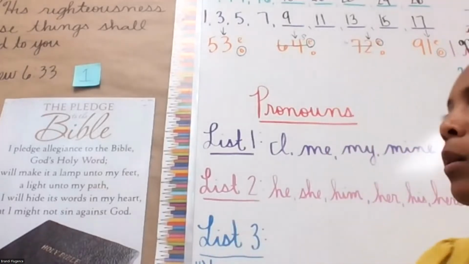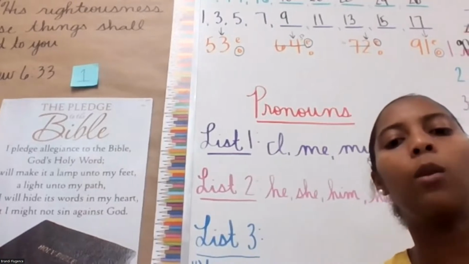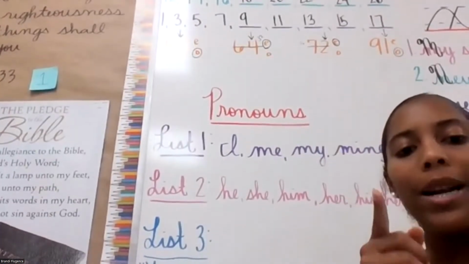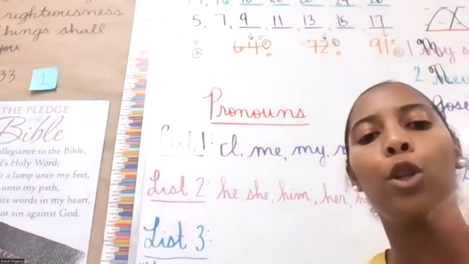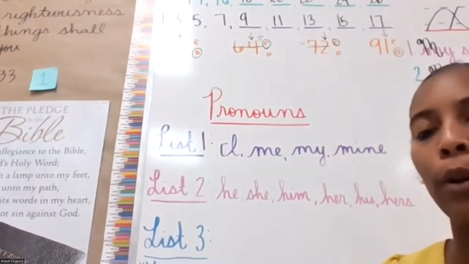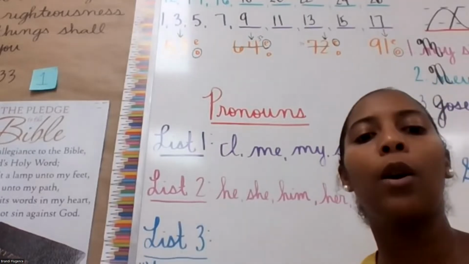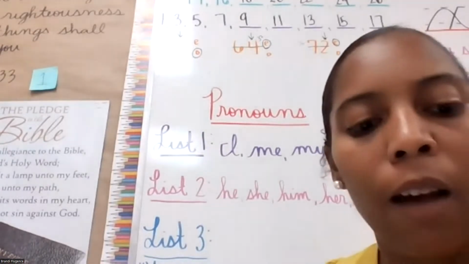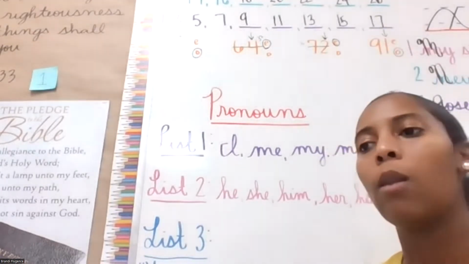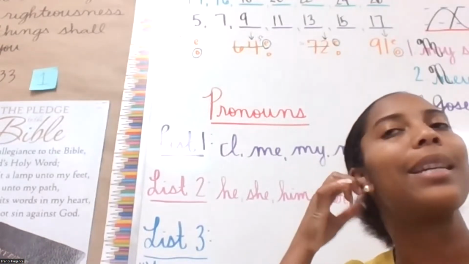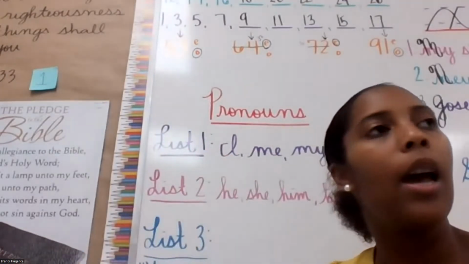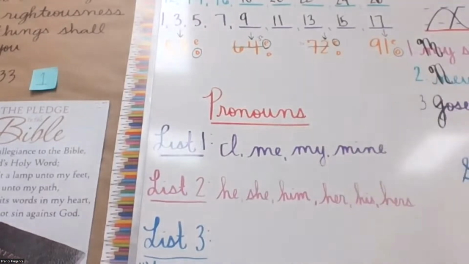Okay, so we covered list 1 pronouns already. List 1 pronouns take the place of your name. So when you take out your name, you replace it with certain pronouns like I, me, my, or mine. List 2 pronouns will replace the names of people. Whenever there's someone's name in a sentence, we can take out their name and we replace it with a certain pronoun.